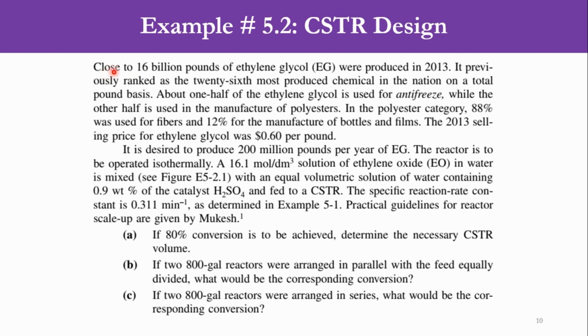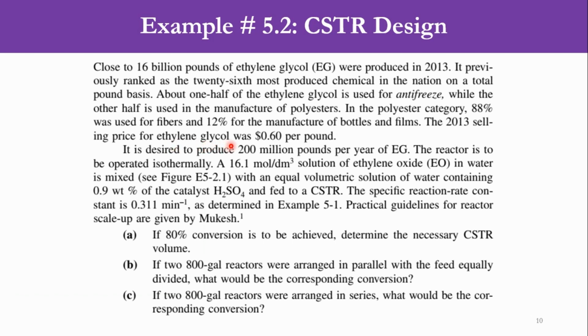The statement is that close to 16 billion pounds of ethylene glycol were produced in 2013. It previously ranked as the 26th most produced chemical in the nation on a total pound basis. About one half of the ethylene glycol is used for antifreeze, while the other half is used in the manufacturing of polyesters. Of the polyester category, 88% was used for fibers and 12% was used for the manufacturing of bottles and films. The 2013 selling price for ethylene glycol was $0.6 per pound. So this is the overall overview of our product, which is ethylene glycol.